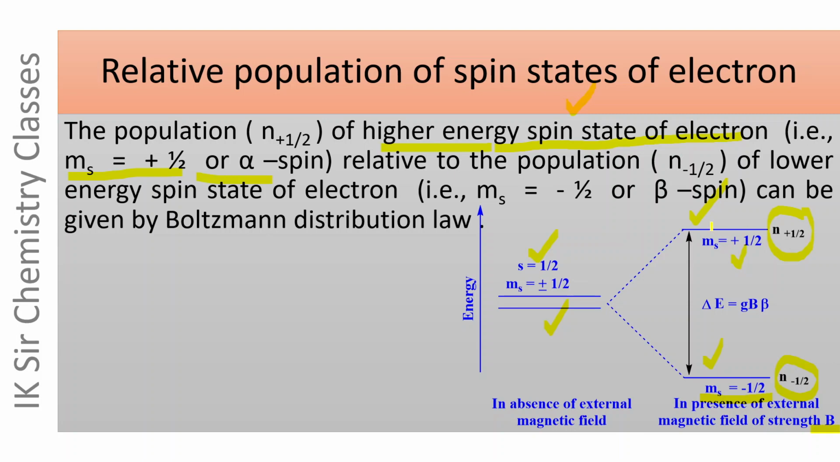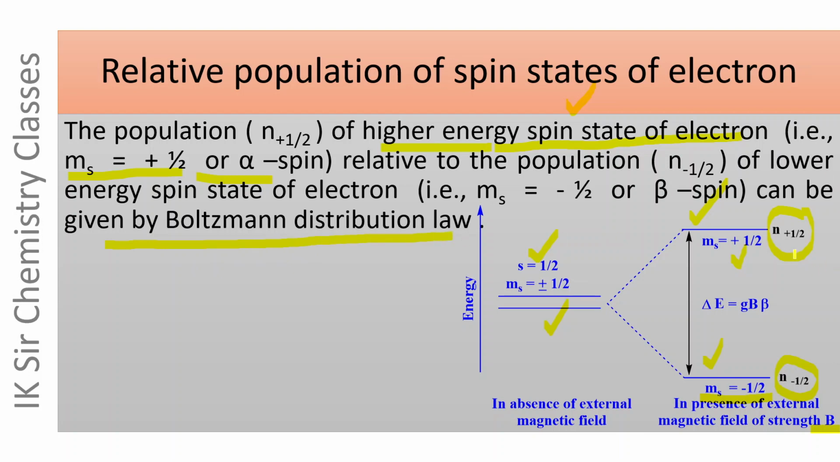The population of higher energy spin state of electron, that is ms equals plus half or alpha spin, relative to the population of lower energy spin state, that is ms equals minus half or beta spin, can be given by Boltzmann distribution law.